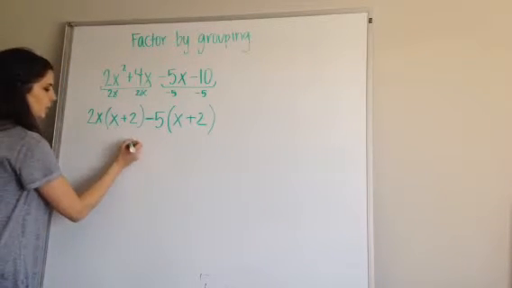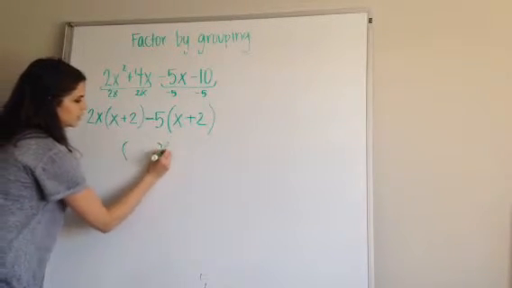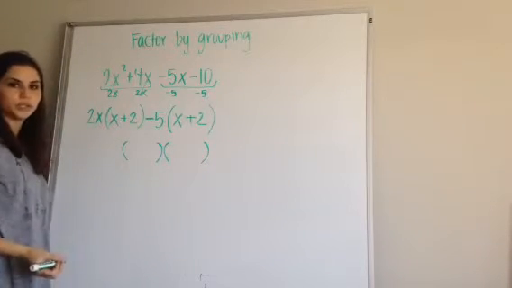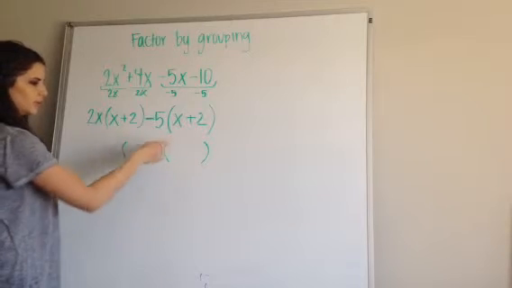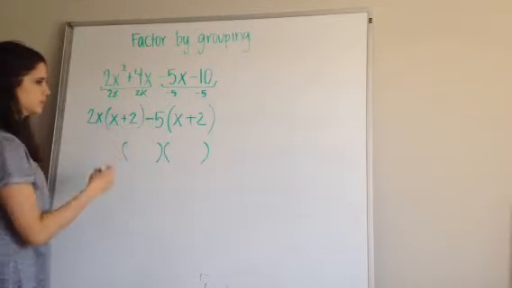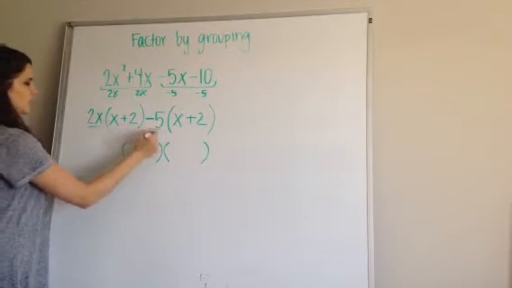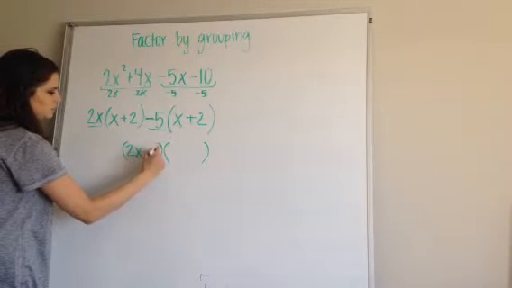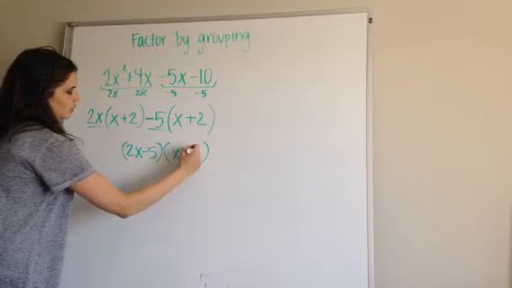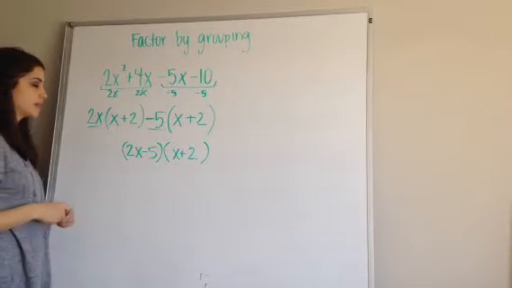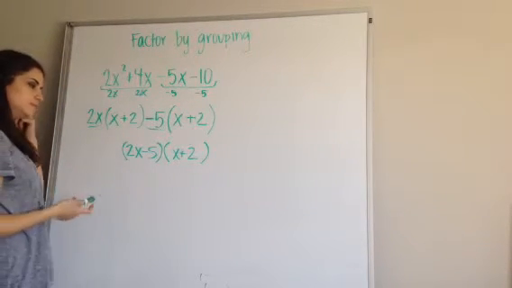So you're going to end up writing this in to 2 parentheses, and it's called 2 binomials. Just a scary word for 2 terms in a parentheses. So that 2x minus 5 goes in one of them, and then x plus 2 goes in the other one. And that's factoring by grouping.